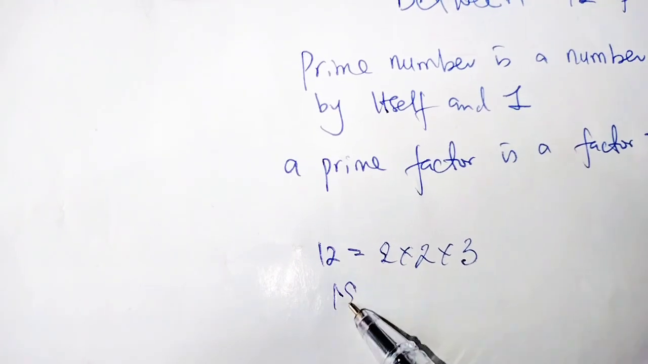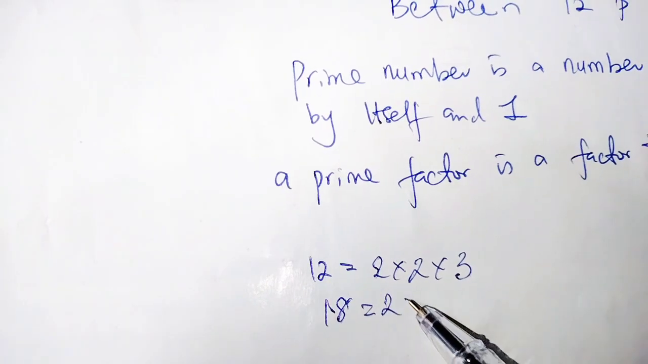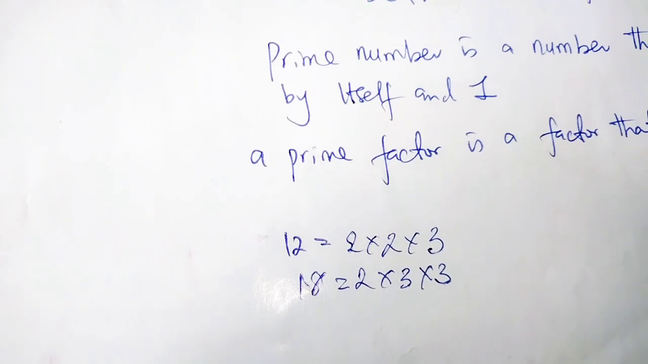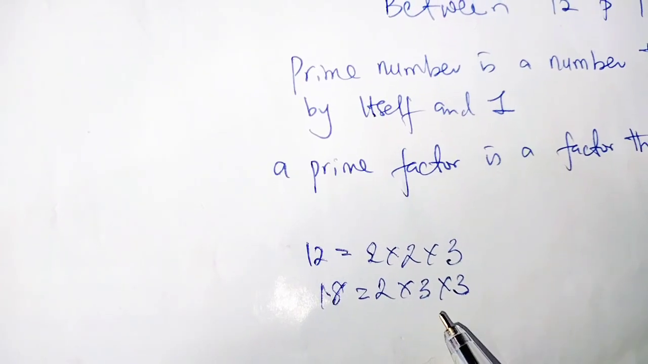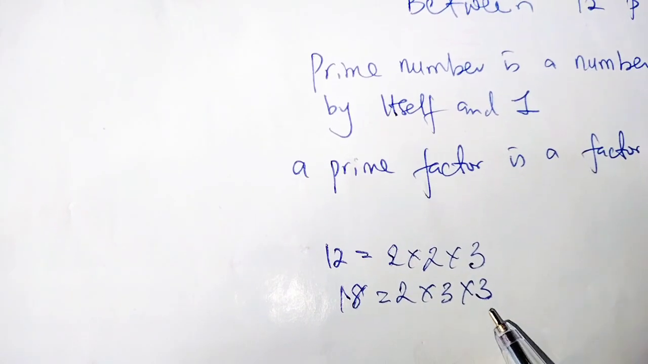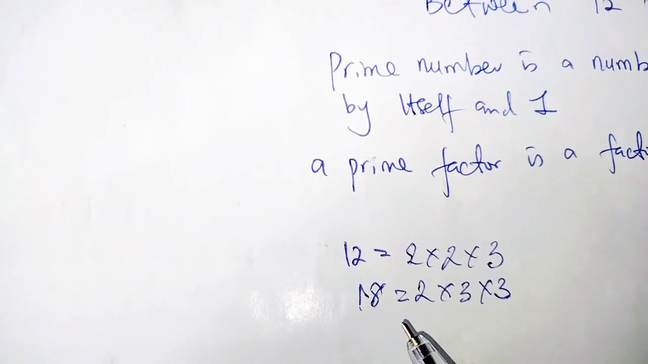What about 18? 18 will be 2 times 3 times 3. Right? Because 2 times 3 is 6. Right? 6 times 3 is 18. Or 3 times 3 is 9, 9 times 2 is 18.